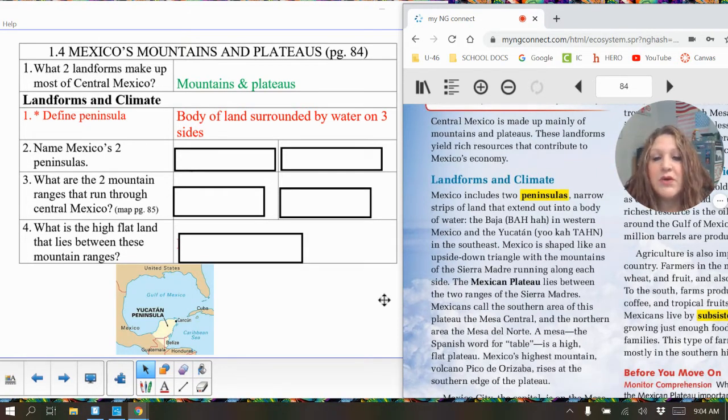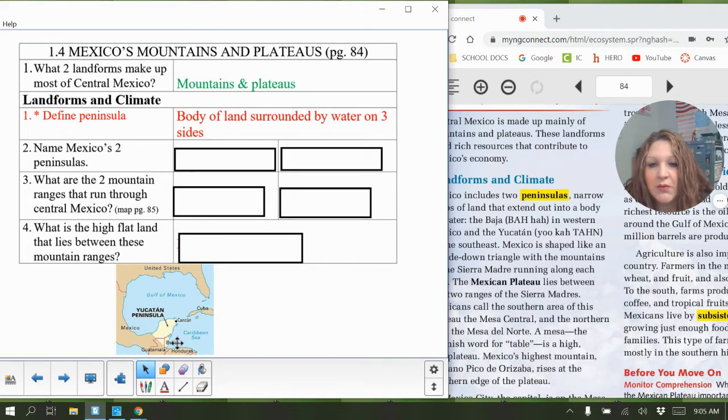So down below, I also put in an image of the Yucatan Peninsula, which we just read about in the text. You'll see that this part comes out, so there is water surrounding three sides of that land. So a body of land surrounded by water on three sides is a peninsula.